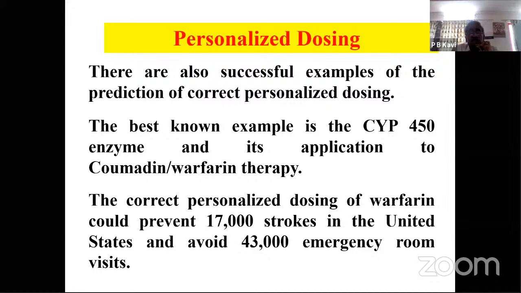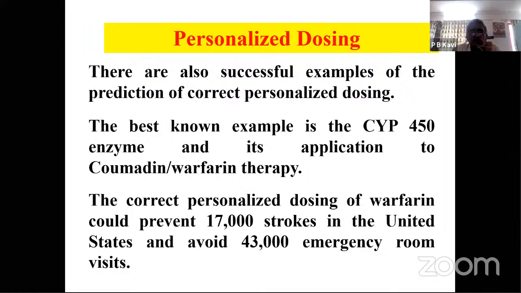Doctors usually take that information, what we call familial history. But when it comes to personalized dosing, usually they say, okay, you take 1000 milligrams per day, but whether it is working or not, we do not know. So this dosing is important. There are successful examples of the prediction of correct personalized dosing. The best known example is the CYP450 enzyme and its application to coumadin or warfarin therapy.